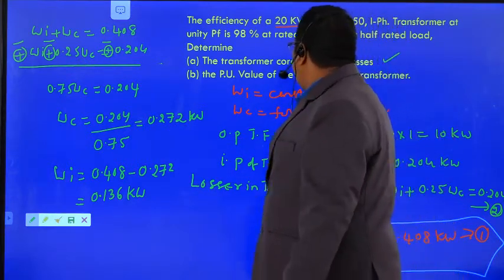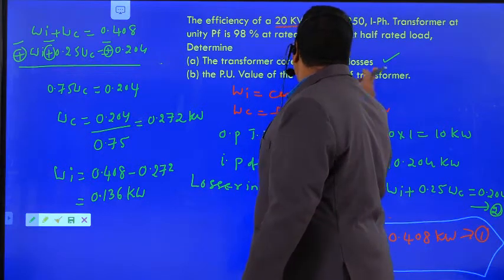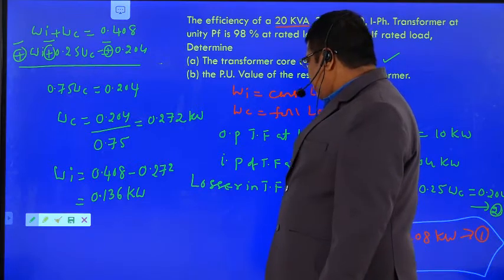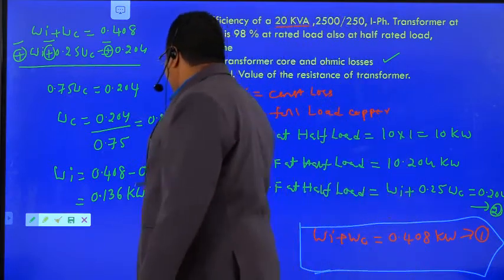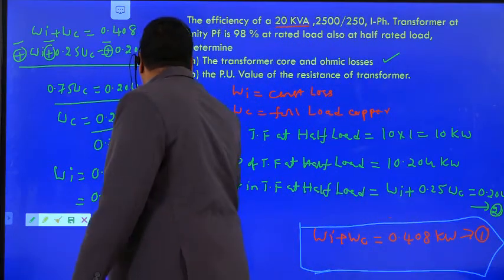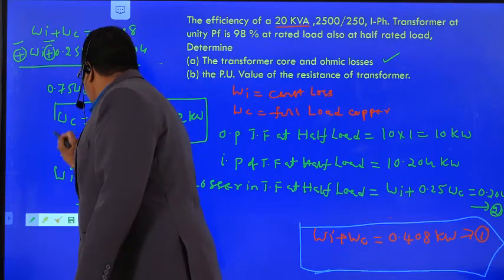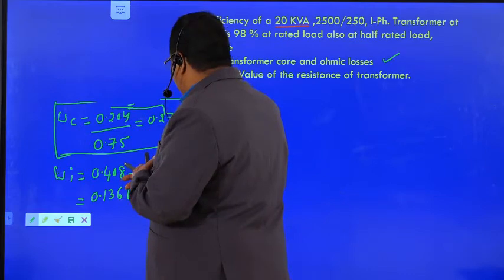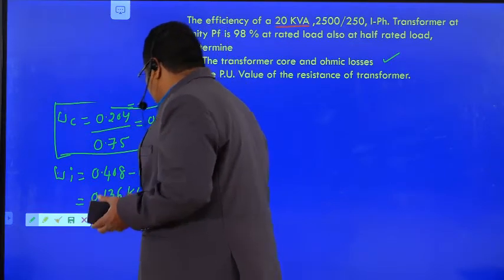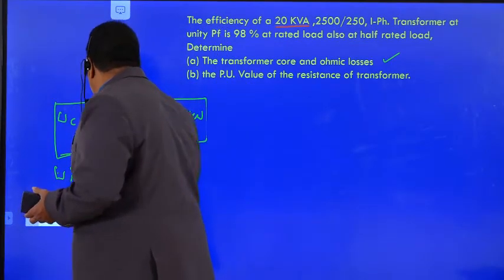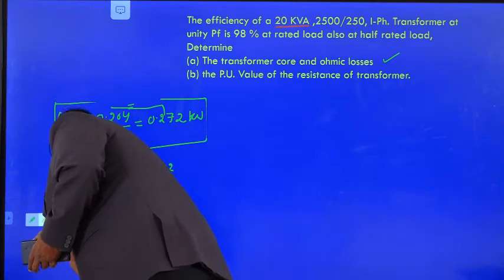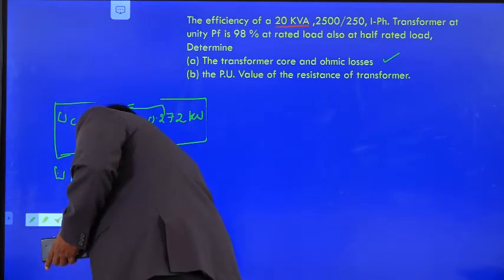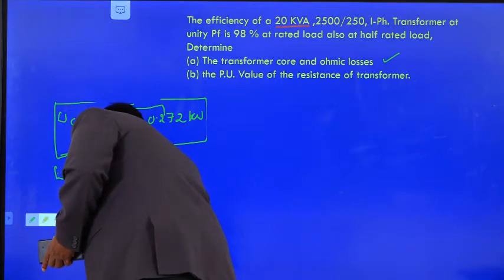Now we come to the per unit value of the resistance of a transformer. Now we have to remember these two values. One is the full load copper loss, Wc. Here we are writing once again Wc equal to 0.272 kilowatt.